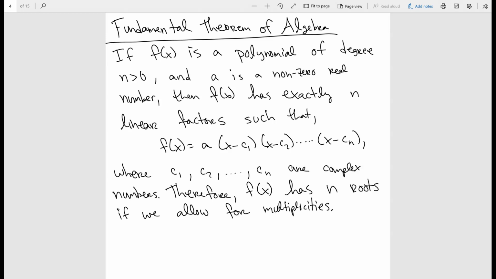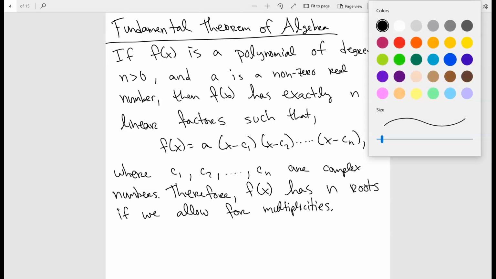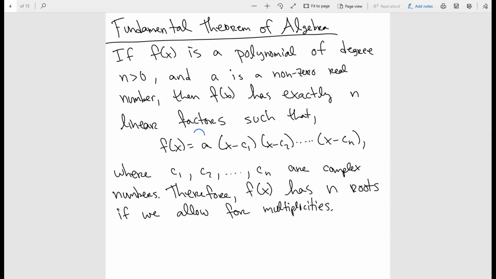In this video, we will talk about the fundamental theorem of algebra. So basically, what the fundamental theorem of algebra says is that if f of x is a polynomial of degree n that's greater than 0, and a is a non-zero real number, then f of x has exactly n linear factors, such that this polynomial function can be expressed as a times the linear factors x minus c1, x minus c2, all the way to x minus cn.